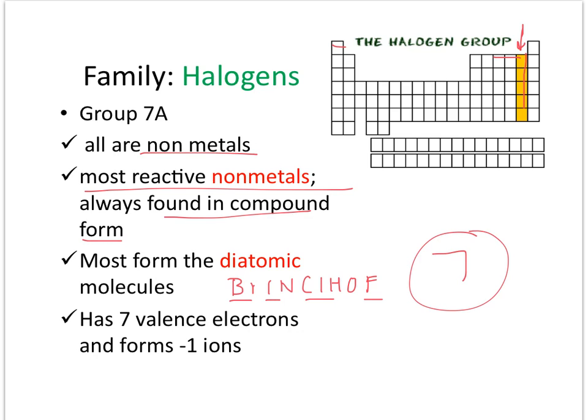They have 7 valence electrons in their outer shell. That means that they're all going to want to gain 1 electron for stability to acquire 8 in their outer shell to have an octet, and that's going to form a negative 1 ion.